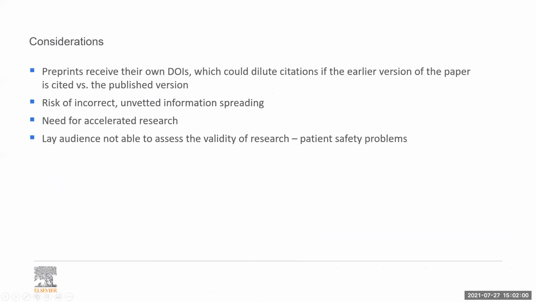And just some final considerations for preprints. Preprints receive their own DOIs, as I said. So in theory, people can continue to cite the preprint instead of the final article. This can cause confusion if significant changes were made during peer review. So you always want to link to the final published article if it differs significantly from the preprint. As mentioned previously, there's a risk of incorrect, unvetted information spreading with preprints.